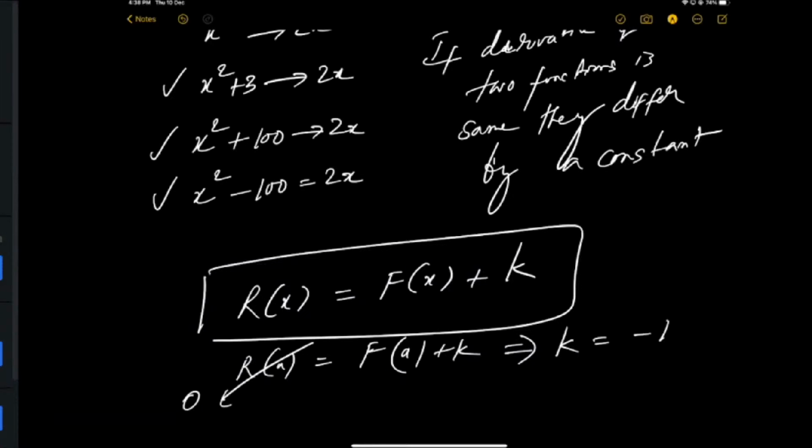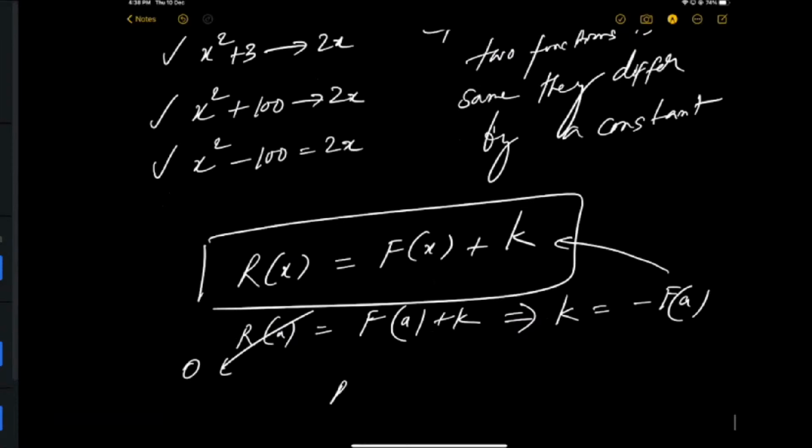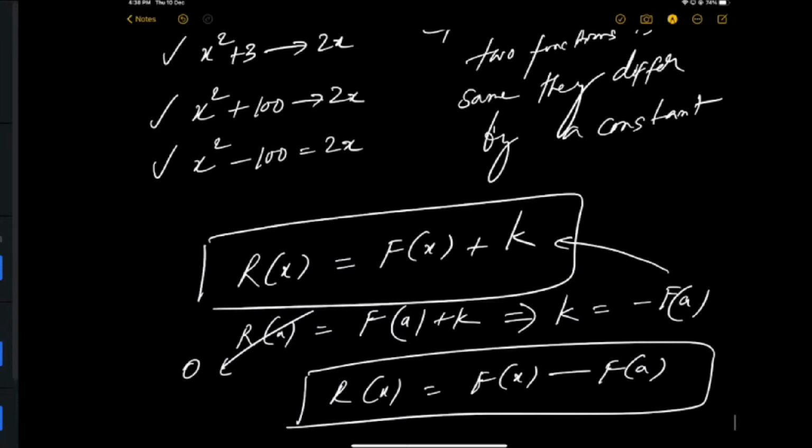K is equal to minus f of a. So I can substitute this here. So what will you get? R of x equals f of x minus f of a. I just found the value of k using a boundary condition or one extreme condition.